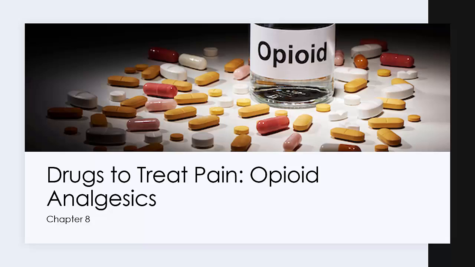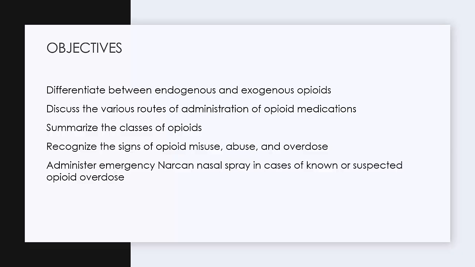Drugs to treat pain, opioid analgesics. At the end of this, students should be able to differentiate between endogenous and exogenous opioids, discuss the various routes of administration of opiate medications, summarize the classes of opioids, recognize the signs of opioid misuse, abuse, and overdose, and administer emergency Narcan nasal spray in case of known or suspected opioid overdose.